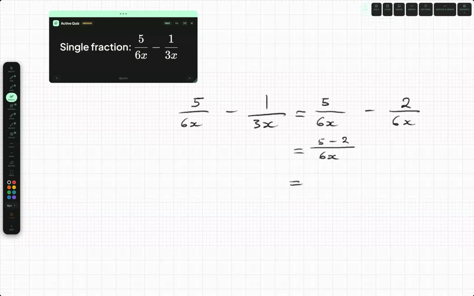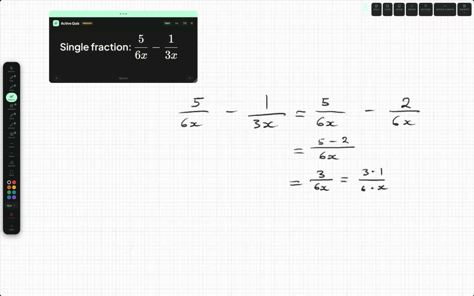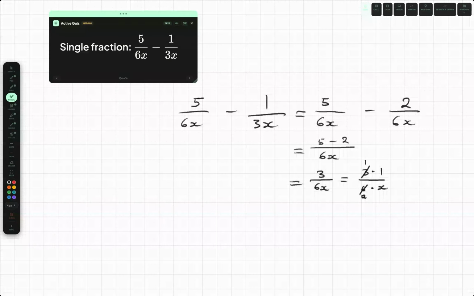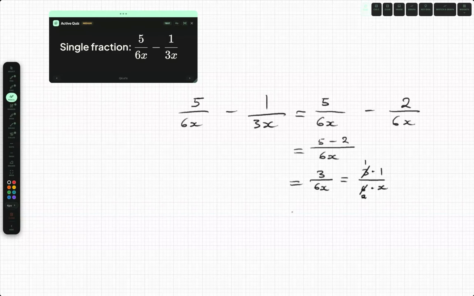And 5 minus 2 is 3, so 3 over 6x. And we do have a common factor here, right? We can rewrite this another way. We can write this as 3 times 1 over 6 times x. And we can view this just to do with the coefficients of these two values. So we know that they're both being multiplied by a multiple of 3. So let's divide the top and the bottom by 3. 6 divided by 3 is 2, and then 3 divided by 3 is 1. And we're left with 1 times 1 over 2 times x, which is just going to be 1 over 2x.